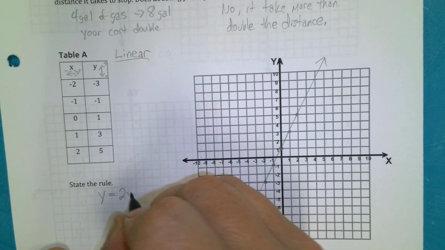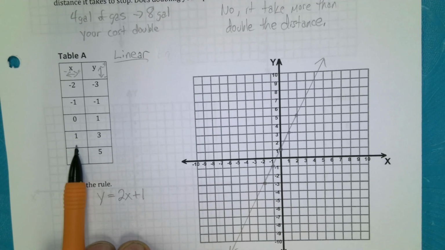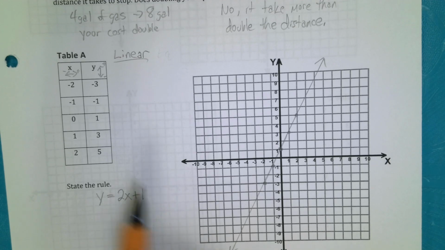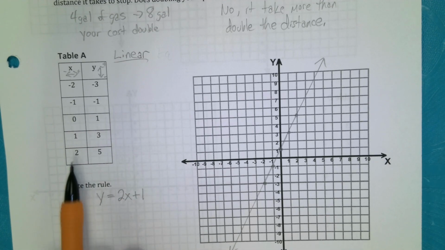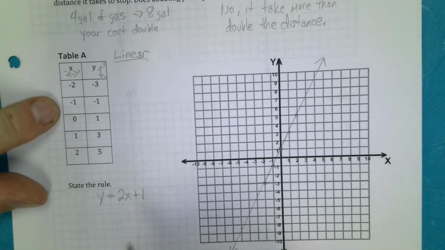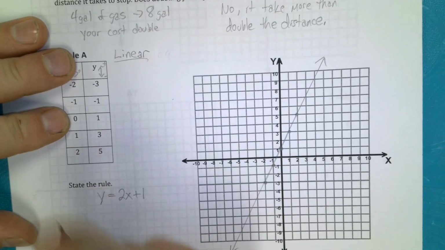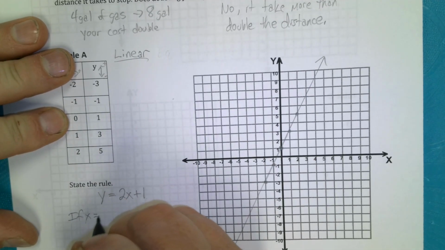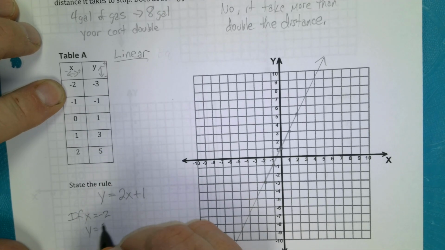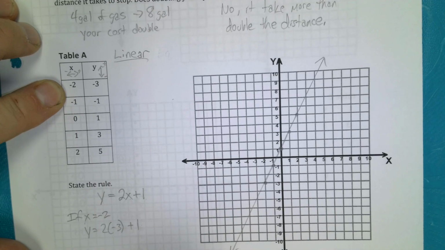It is 2x plus 1. So in other words, if you take one of these x values, multiply it by 2 and add 1, it will give you the y value. For example, let's take the -2. So I'm going to do y equals, we'll say if x equals -2 on the table, we should get -3 when I plug it in. So we get y equals 2 times, where the x was, I put -2.